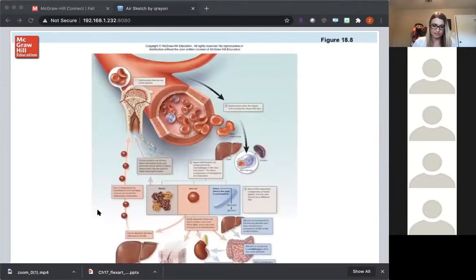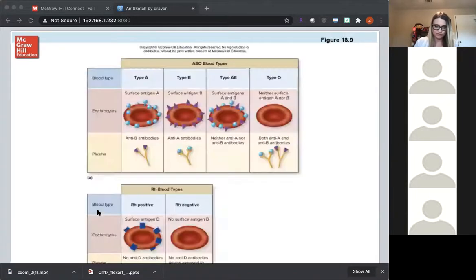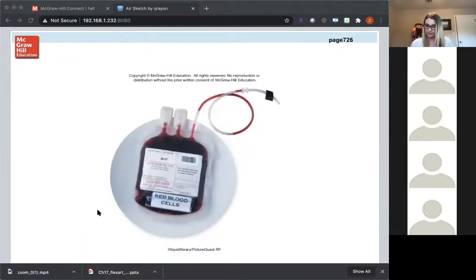Okay, this is a summary of everything that we have talked about. And then this shows you transfusion, and then it goes into blood typing. So this is where I'm going to stop for now. You have two more videos to watch: the blood typing and the hemostasis. They're already uploaded for you on Blackboard.